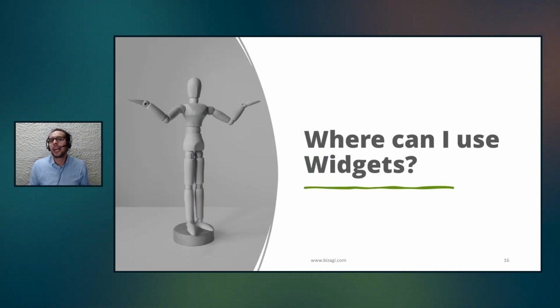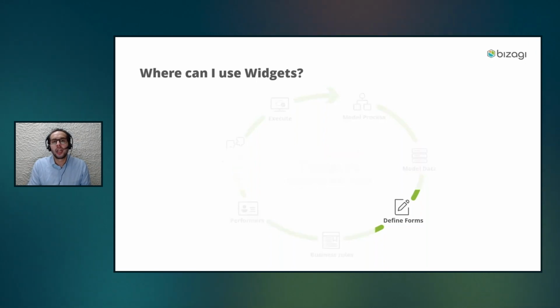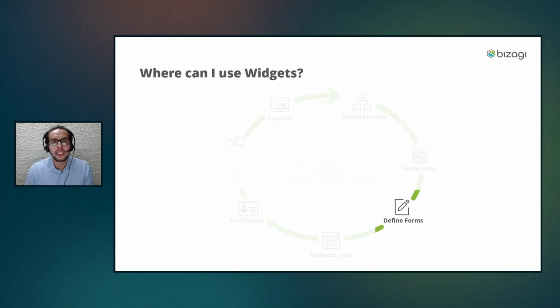Now, where can I use widgets? So I was telling you before, in our wizard, the place where we have our 7 steps to create an application, we have different steps. Every single step has one objective, but in particular, widgets are elements that can be used exclusively in step number 3. That is where we define our forms. So we need to identify the form where each widget will be used, the data that is going to be required for that widget to work, and then complete basic configurations according to each widget.